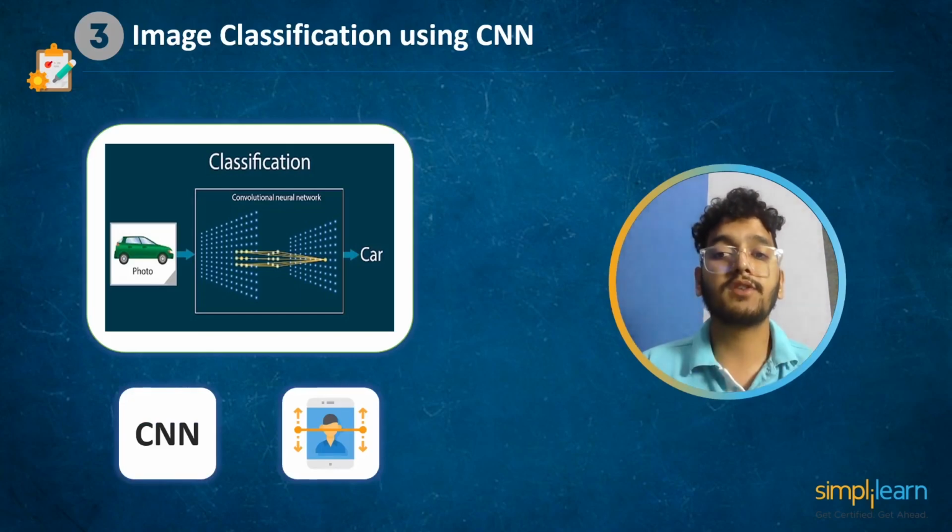We will go over each stage of creating our CNN model and our first spectacular project. We will use the CIFAR-10 dataset for image classification in this project.